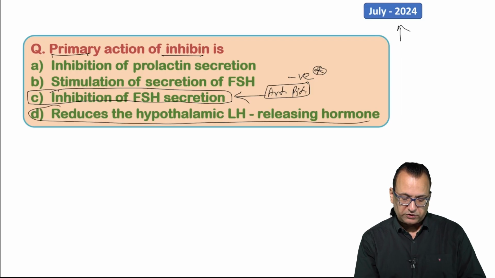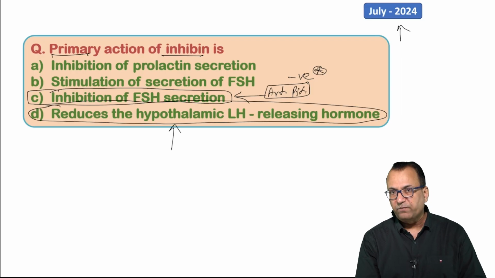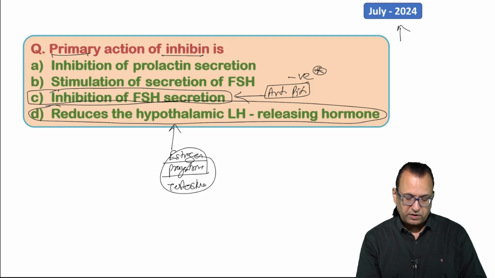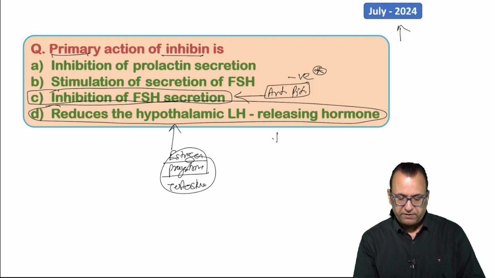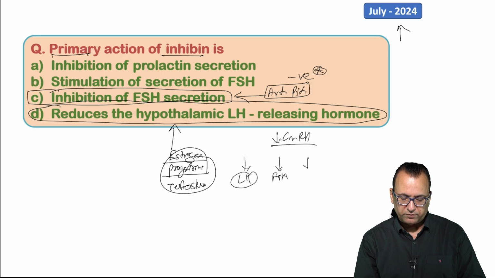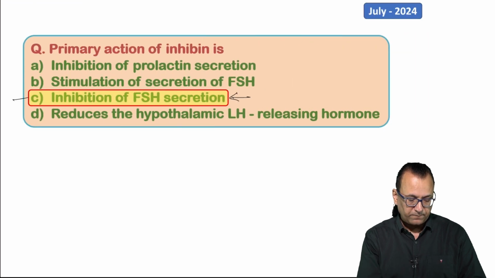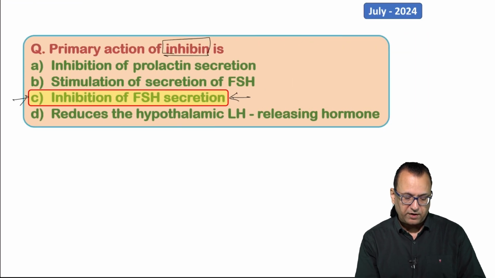If you talk about this choice number D, it is the way the estrogen is working, the progesterone is working, or even the testosterone is working. They work chiefly upon the hypothalamic releasing hormone, means they will reduce the gonadotropin releasing hormone. As you reduce them, anterior pituitary will reduce the FSH and LH secretion also. So choice D is valid for estrogen, progesterone, testosterone, but our answer should remain choice number C. That is, inhibin works on anterior pituitary for inhibiting FSH secretion.